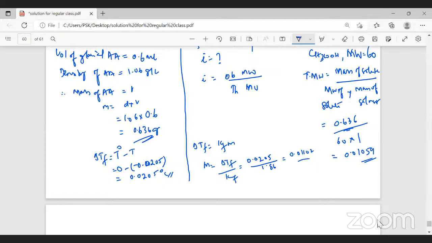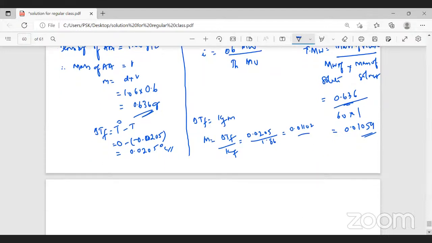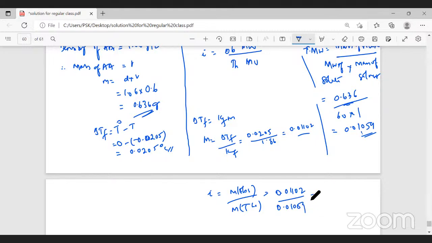So, the Van 't Hoff factor i is also calculated by observed molecular mass divided by theoretical molecular mass. It's a lengthy problem; you should reread it once or twice. Observed molecular mass is 0.01102, and theoretical molecular mass we calculated here, 0.01059. On simplification, we will get the value 1.041. So the Van 't Hoff factor is 1.041.